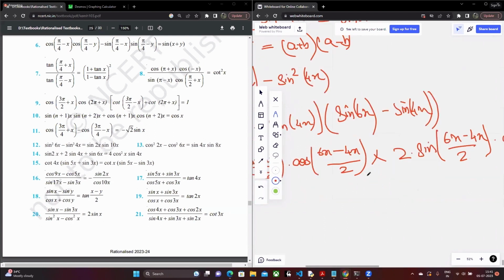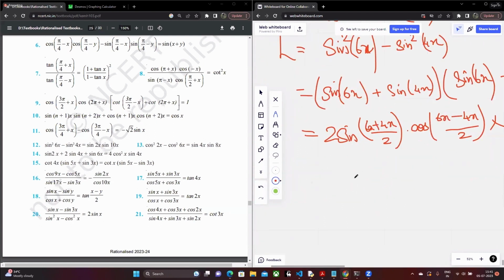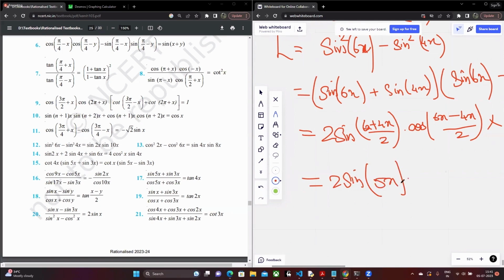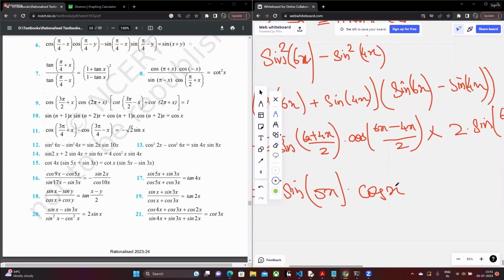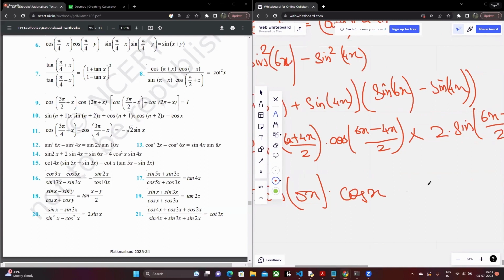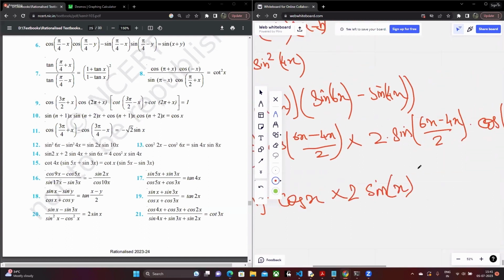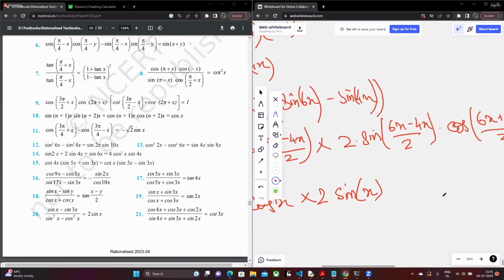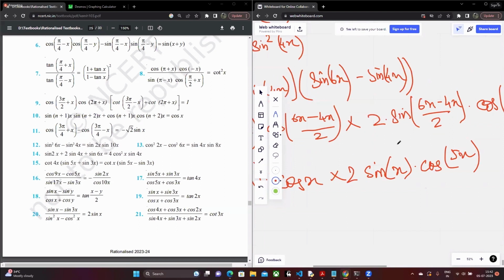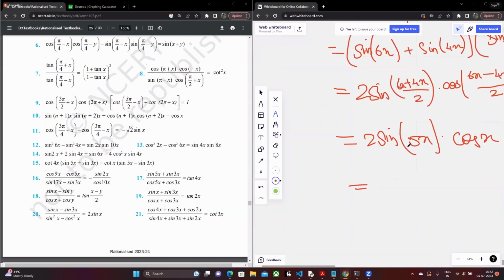So you basically have this to be 2 sine of 5x into cos x, into 2 sine x into cos of 5x. Collecting like terms, and by like terms I mean the terms with the same multiple of the same angle.